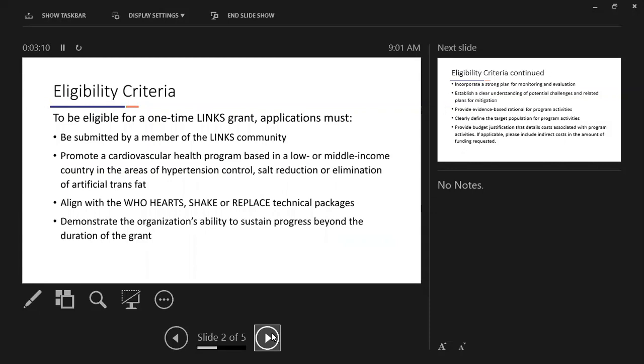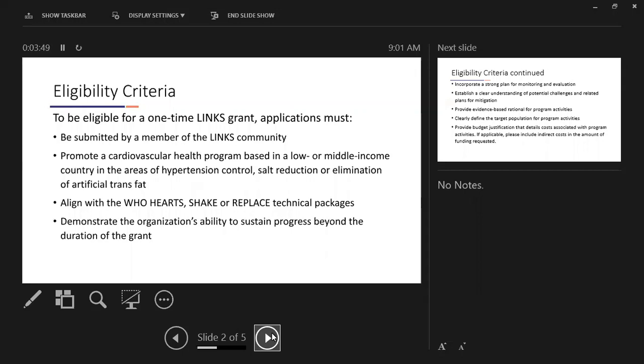Like I said, these criteria are available on the LINCS website when you go to the Apply for Support page after logging in. In order to submit a LINCS grant, you must be a member of the LINCS community. The person who is listed as a person of contact on your application must sign up to be a LINCS member. The application must promote a cardiovascular health program that is based in a low or middle income country as defined by the World Bank's income classification in the areas of hypertension control, salt reduction, or trans fat elimination.